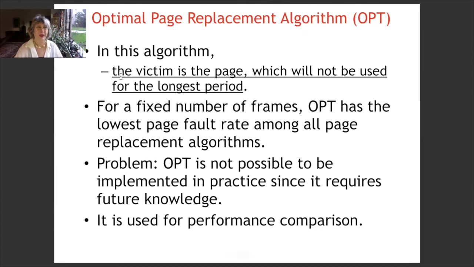In the optimal page replacement algorithm, the victim is the page which will not be used for the longest period. For a fixed number of frames, optimal policy has the lowest page fault rate among all page replacement algorithms. But the problem is that the optimal algorithm is not possible to be implemented in practice since it requires future knowledge. We do not know which pages are going to be accessed in future without executing the code. It is used for performance comparison.